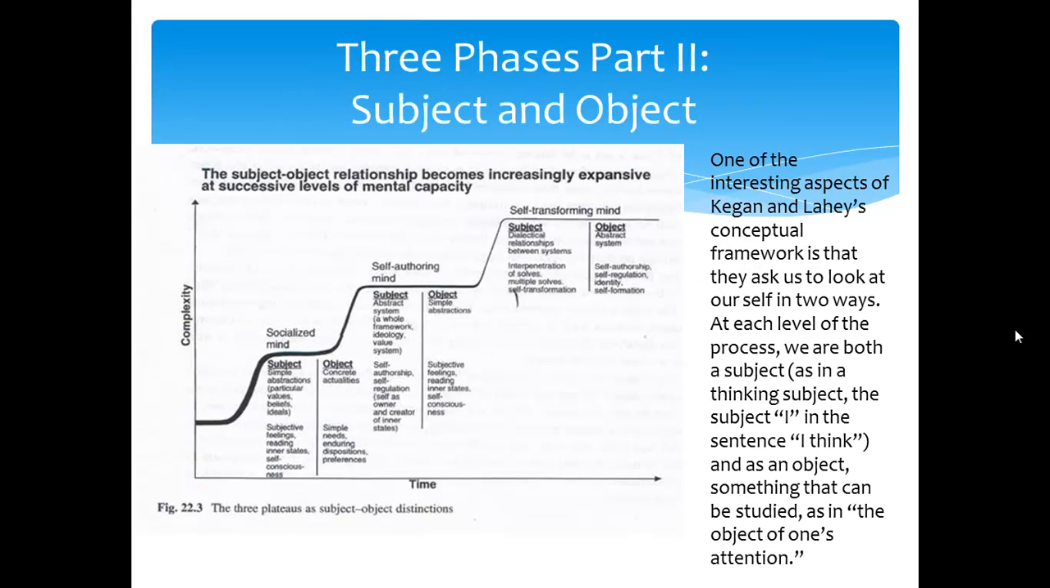Next up, the three phases, subject and object. One of the things that's kind of interesting about this diagram is that it's showing how Kegan and Lahey are asking us to think about ourself, our own way of thinking, our own personhood, both as a subject and as an object. So if you think about yourself as a subject, it's like you're thinking of yourself as the subject in a sentence, like the I and I think, or I believe, or I feel that. And then you're also thinking about yourself as an object, something that can be studied.